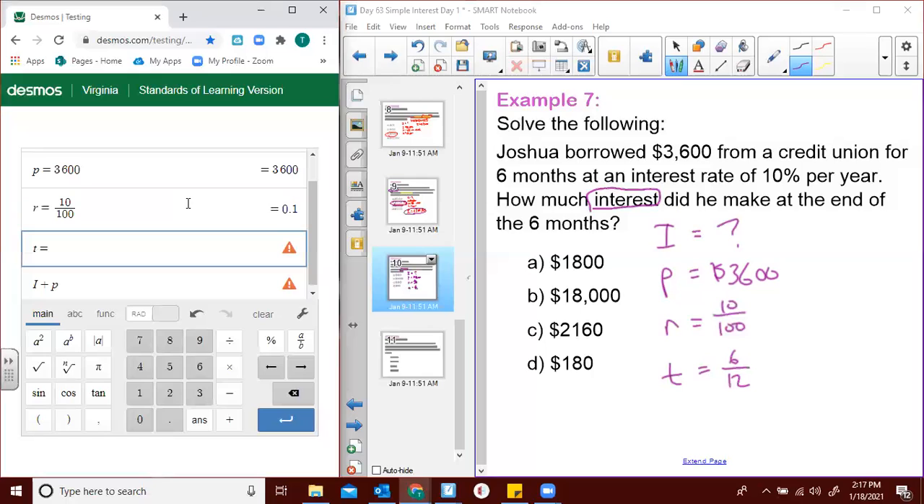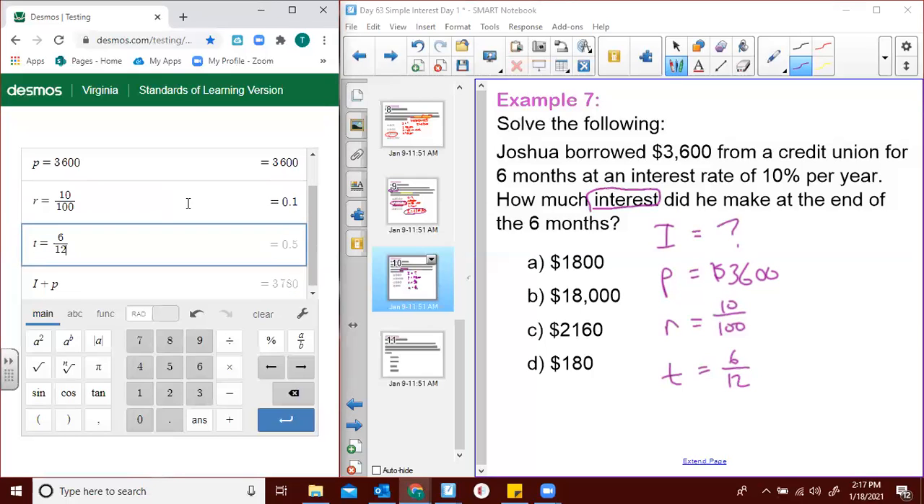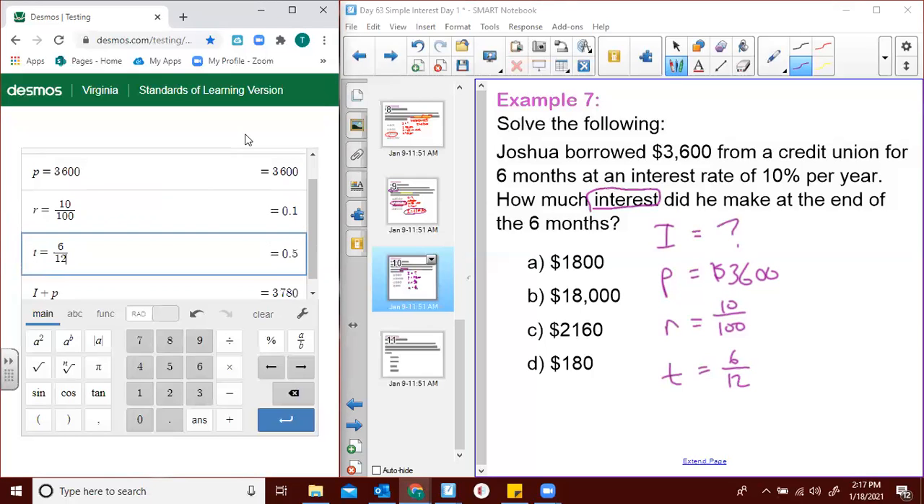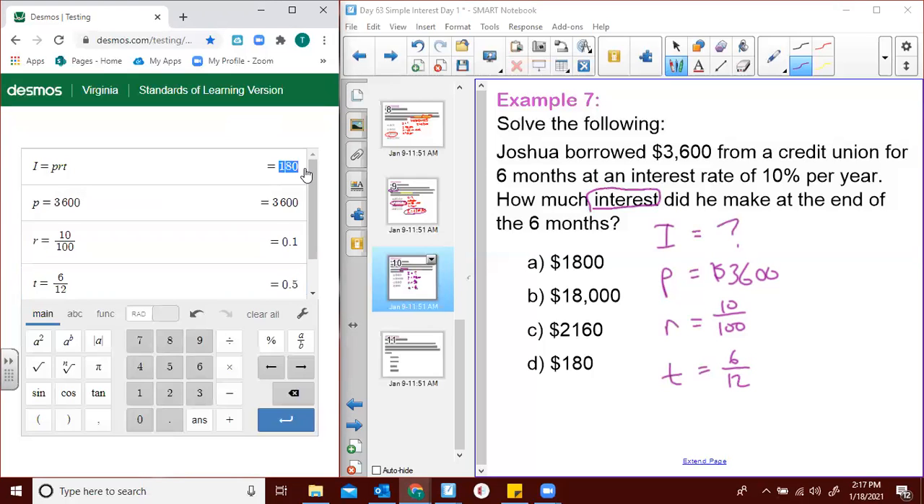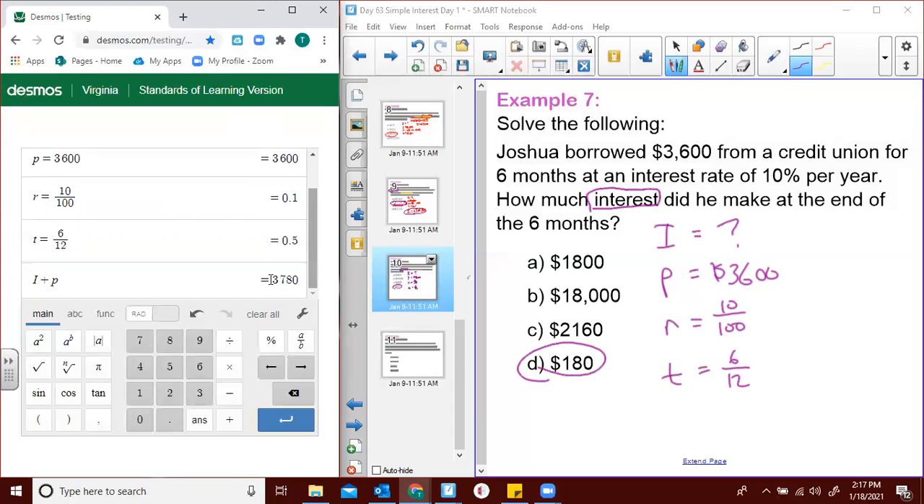And then we just plug all this into Desmos, and we'll have 6 divided by 12. Well, when I come up to the top here, it gives me my interest. How much interest did he make at the end of 6 months? So my answer is going to be D. All right, so that's where we stop. Had it asked how much would be in his account total, it would be, remember, our interest plus our principal, but we're just looking for interest.